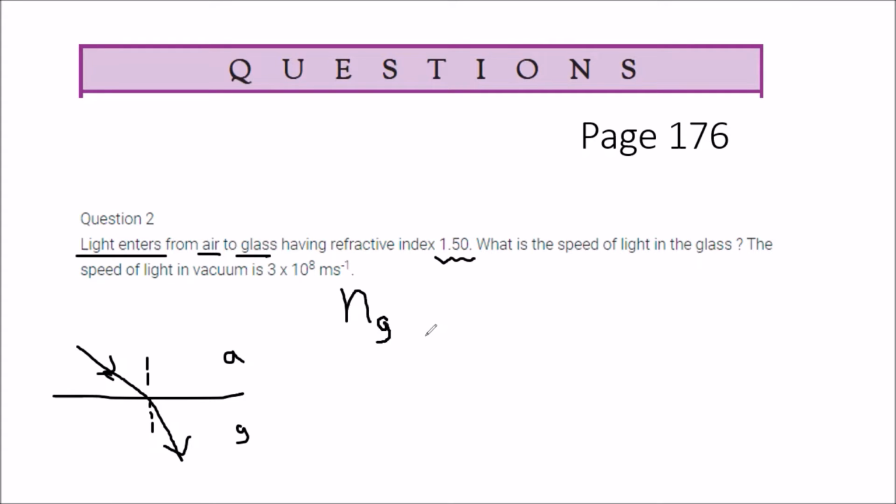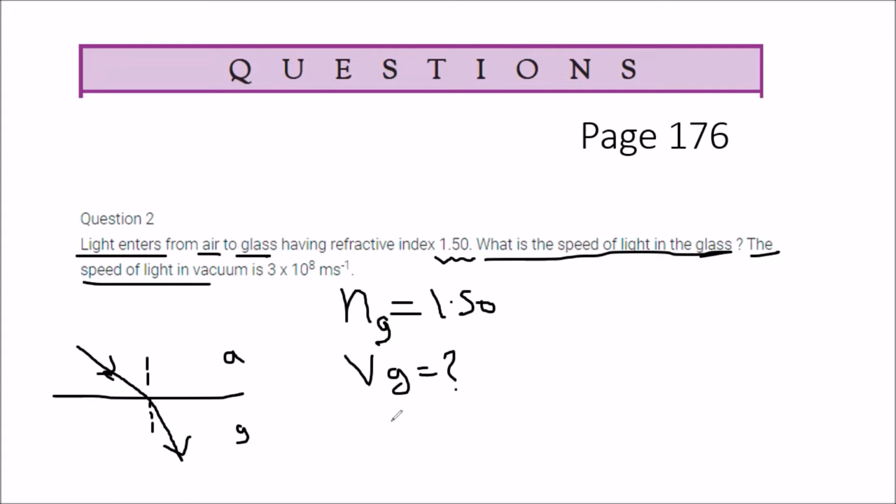Now I don't have to write n_ga or n_12 because this is the absolute refractive index, which is given in the question: 1.50, no unit because it's a ratio of similar quantities. The question asks, what is the speed of light in glass? We have to find v_g, and we have been given something else, which is the speed of light in vacuum. So I'll just write c, which is 3 × 10^8.